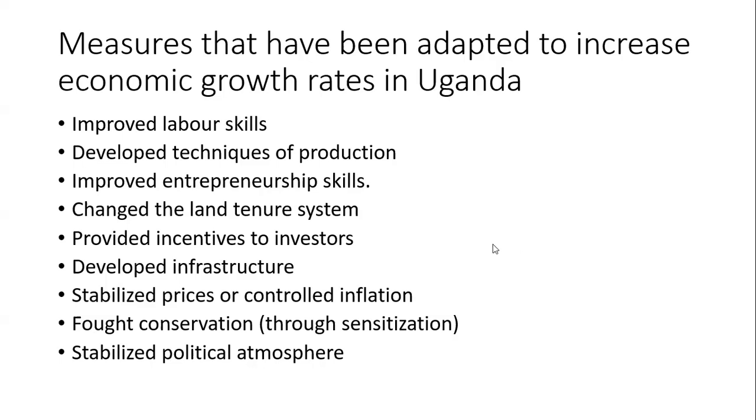Please, all this number two should be developing techniques of production, because we are answering a question which has measures being taken. Then if it is land tenure system, changing the land tenure system, and the advantage is it is giving access to proper use of land, which is helping creation of more investment. And then you must show that output all the time being reflected. If it is about infrastructure, it will be developing infrastructure, stabilizing prices for that point, or controlling inflation. Then fighting conservatism.